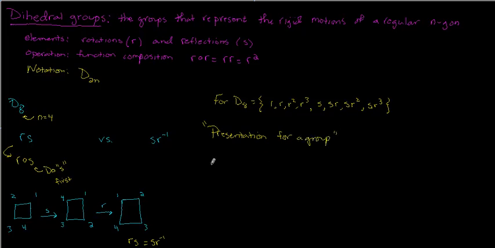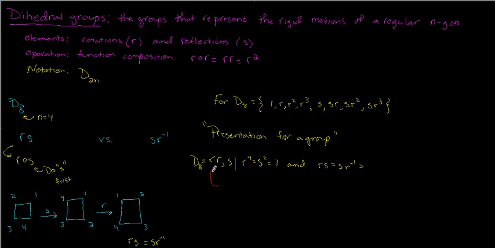So if we take a look at the presentation for D8 in terms of generators, and I'll explain what that means in a moment, we have D8 is equal to the group generated by R and S such that R to the fourth equals S squared equals 1 and RS equals SR inverse. So let's take a look at what this notation means.